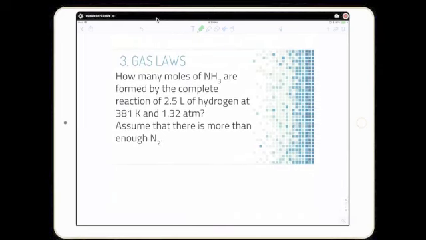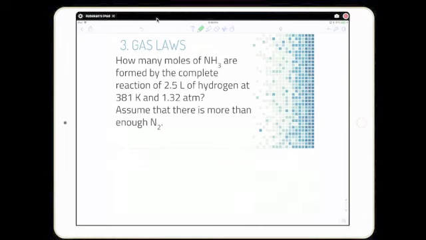Alright, so one more thing about gas laws is that, of course, with anything in chemistry, we can relate everything back to moles. If you can relate to moles, you can do stuff with a chemical reaction. So this question asks, how many moles of ammonia are formed by the complete reaction of 2.5 liters of hydrogen at 381 Kelvin and 1.32 atm? Assume there's more than enough N2, nitrogen. So they're telling us the limiting reactant is hydrogen.